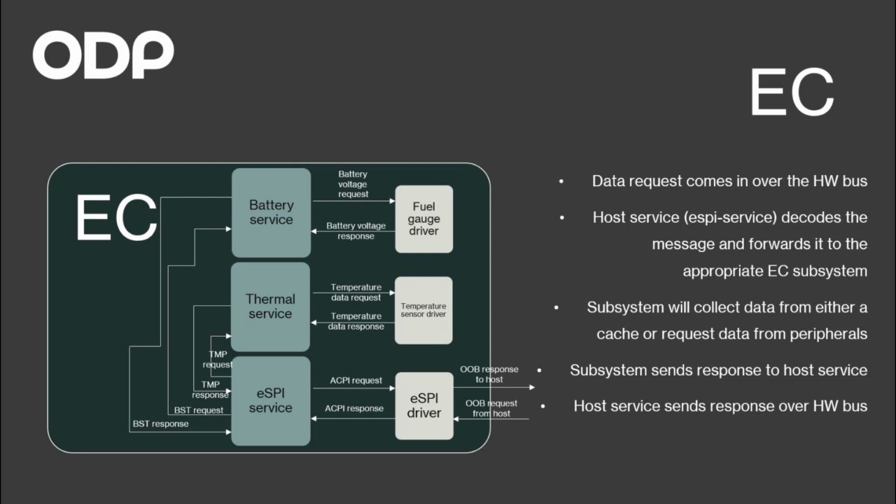Whatever subsystem the request is meant to go to is responsible for handling that request and responding with data, whether that's data that's been cached from startup, for example, or dynamically collected at request time. The subsystem then builds a response packet and sends it back to the host service with the data, where the host service will then initiate a transaction on the hardware bus. The whole dance is basically done in reverse now as the data travels through the host to the operating system.